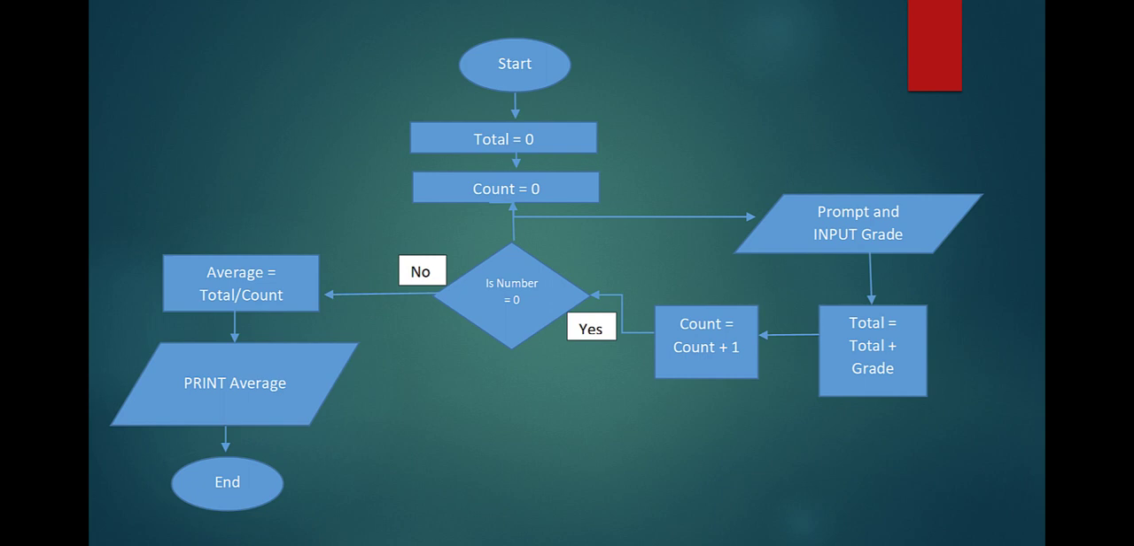At this point, we check if the number is equal to 0, and if not, we go ahead and we repeat that set of code until the value number is equal to 0, and then we exit the loop, and then we execute the line of code that says average, which will be equal to the total divided by the count, and then we print the average.